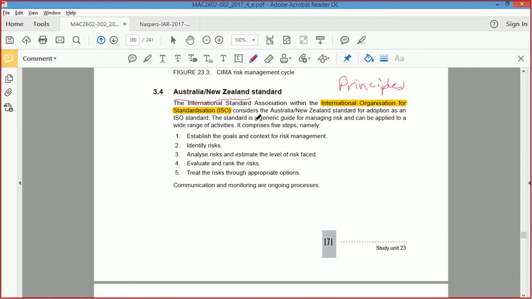Then you've got an Australia-New Zealand standard. This is very specific to that area, where they looked at different ISOs. Let's just highlight that: International Organization for Standardization. Standardization means everything that's similar, based on principles. Does that make sense? Yes, sir. So this considers the Australia/New Zealand standard for adoption as an ISO standard, meaning what we should be doing. Again, it's a model.